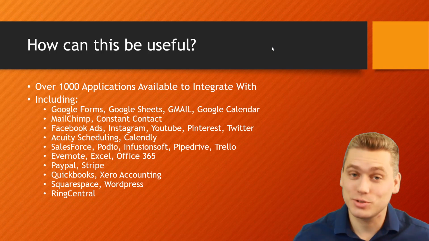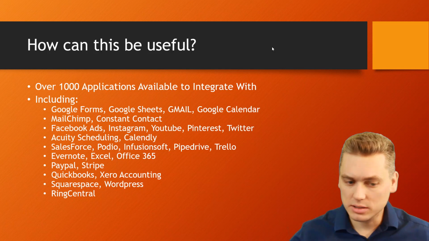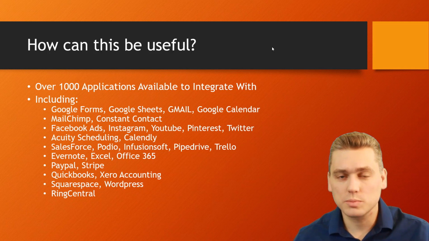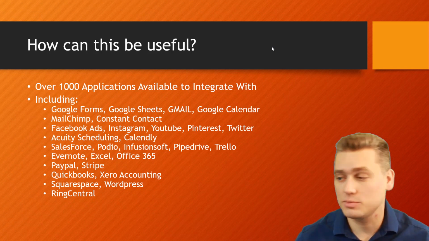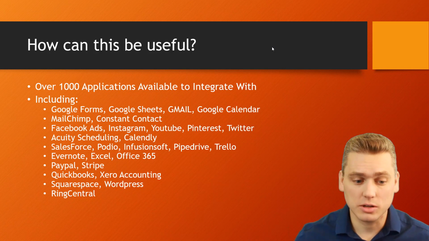Zapier integration, so you can integrate them now directly with PrimaFacie. I already talked a little bit about having a Squarespace website or Squarespace, WordPress. If you have forms on your website that you want to use that data to put into your contact management system or build lists or things like that, you can do that. And one really great one is RingCentral.